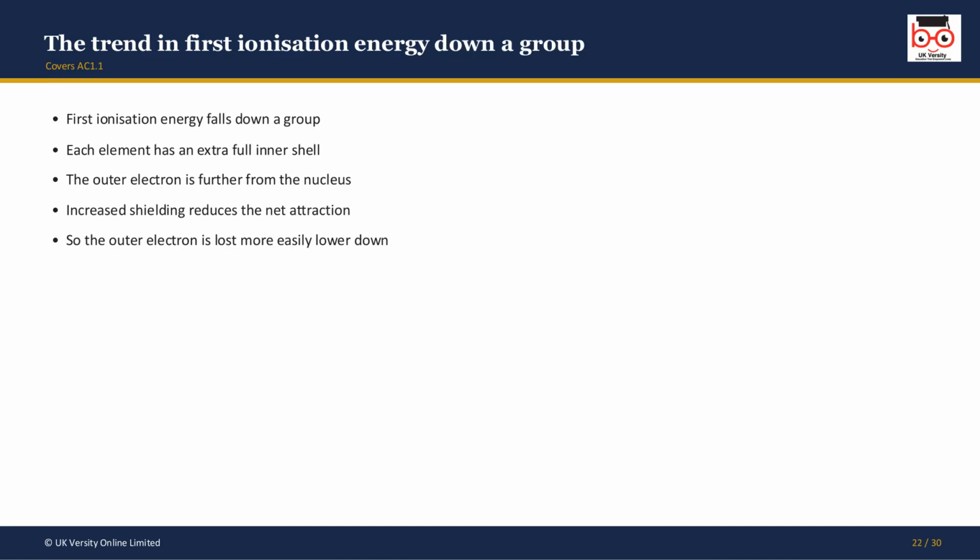Down a group, the trend runs the other way. First ionization energy falls. Each element down the group has an extra full inner shell, so the outer electron sits further from the nucleus. That greater distance, together with the increased shielding from those inner shells, weakens the net attraction. So the outer electron is held more loosely and lost more easily the further down the group you go.